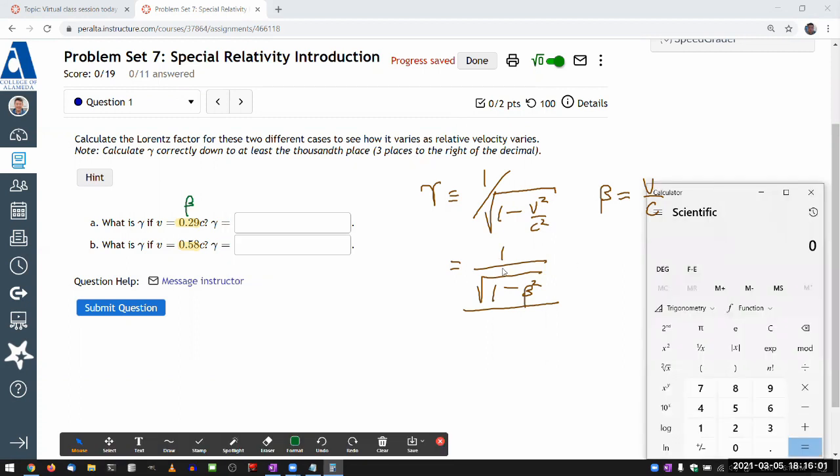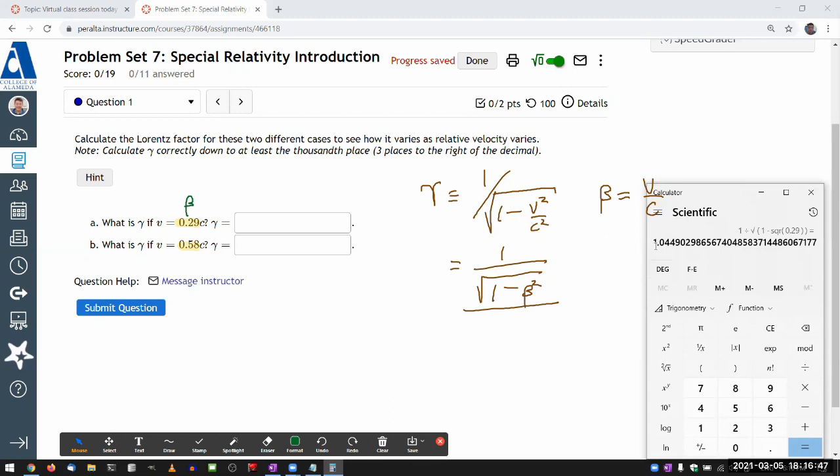So it's going to be 1 over square root of 1 minus beta squared. I think the way my calculator works, I have to do this first. Parenthesis, 1 minus beta, 0.29, squared. Close parenthesis, and I think I can put it under the square root. Yeah, the square root goes with the parenthesis. So what's here is the square root thing, and when I hit equals, it'll do the division to give me 1.0449. And the note says calculate gamma correctly down to at least the 1,000th place, so I will do that.